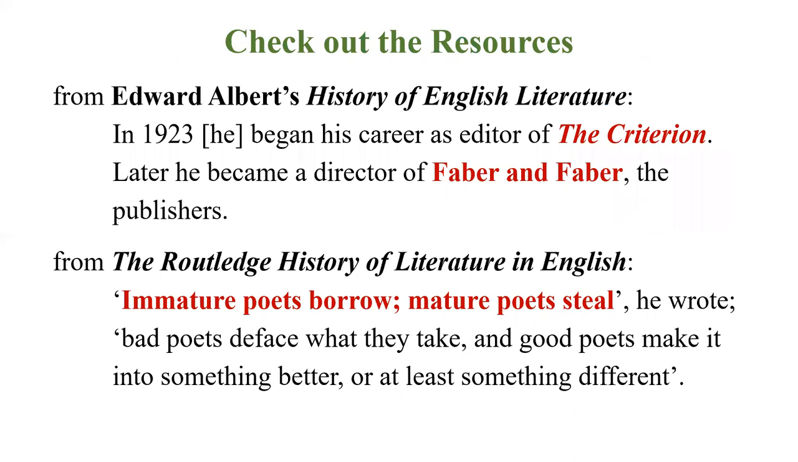Let's build on those points. So how to do that? First, why don't you check out the sources? We have a lot of books now. So let's look up T.S. Eliot in Albert's History of English Literature. These are the points I'm just offering you. There are a lot of points given by Edward Albert, but let's take two. In 1923, T.S. Eliot began his career as editor of The Criterion. Later, he became a director of Faber and Faber, the publishers. So we have 2 points.